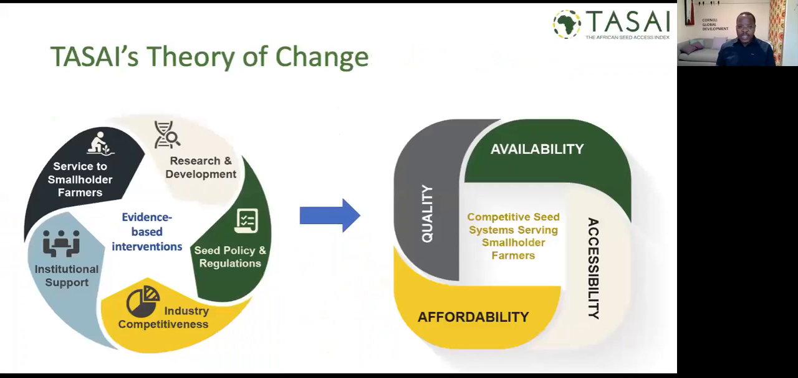In short, the theory of change behind this tool, the African Seed Access Index, is that if we can have evidence-based interventions in 5 key areas: research and development, policy and regulation, industry competitiveness, institutional support, and service to farmers. If we can have evidence-based policy interventions and we can start to move the dial on all those areas, it's going to result in competitive systems serving smallholder farmers. And by that, I mean something that delivers affordability to farmers, high quality seed, available close to farm gate level, and easily accessible.